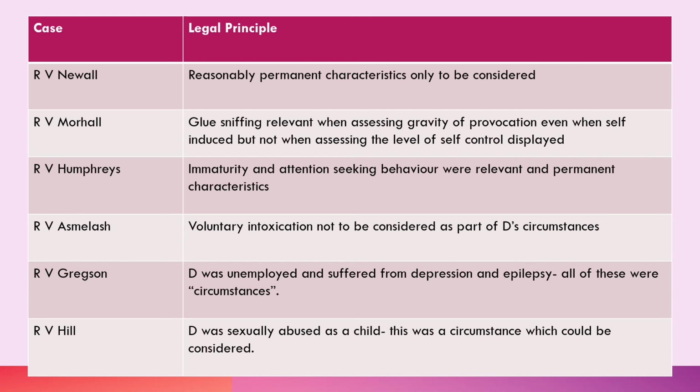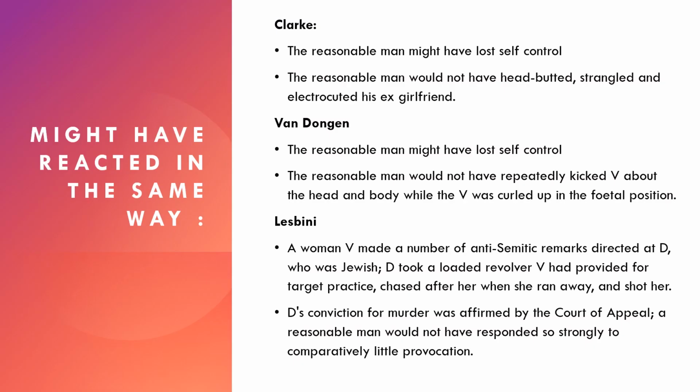We've got Gregson, and in this case the defendant was unemployed and suffered from depression and epilepsy. All of these were taken to be circumstances. And finally, Hill, who was sexually abused as a child, this was a circumstance which could be considered. We need then to ask, would an objective person react in the same way? So in Clark, it tells us the reasonable man might not have lost self-control because the reasonable man would not have headbutted and strangled and electrocuted his ex-girlfriend. So it's about, would they react in the same way?